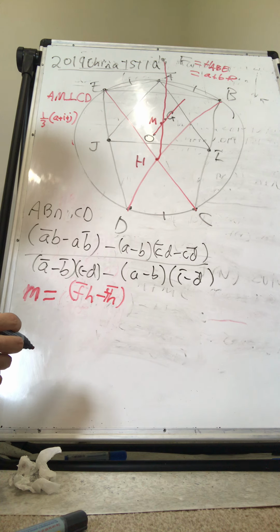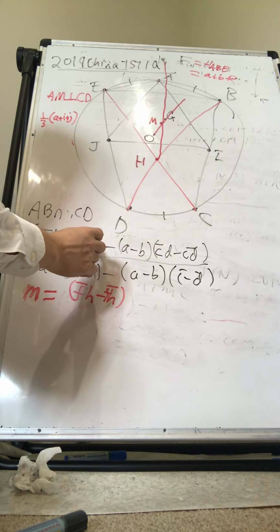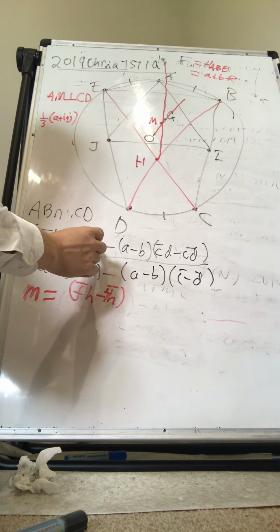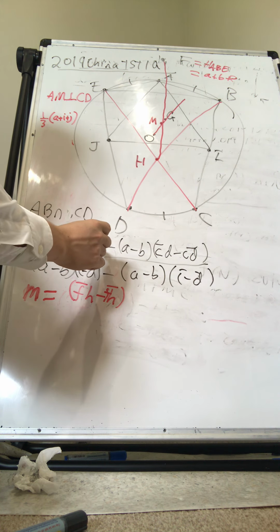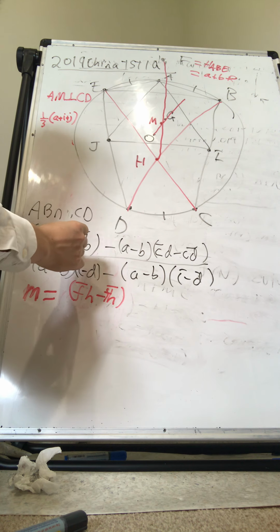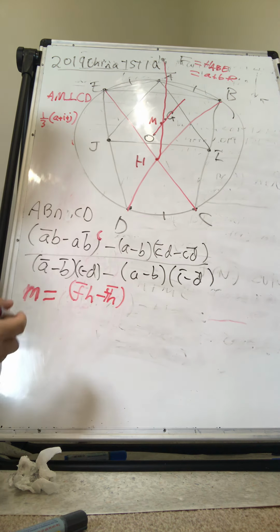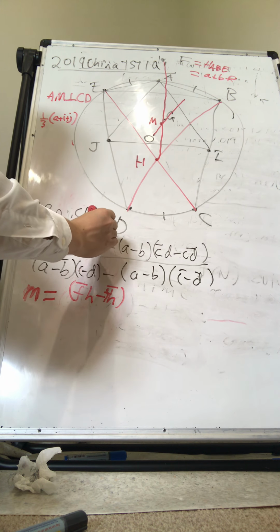F minus H. Wait, there should be a C minus... Is there something here? C minus D? Is that the 1% one? F is D. There's something missing. No, there's nothing here? Oh, there is C minus D. Okay, C minus D, yeah. That'll make it symmetrical.